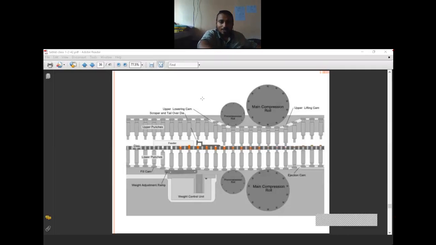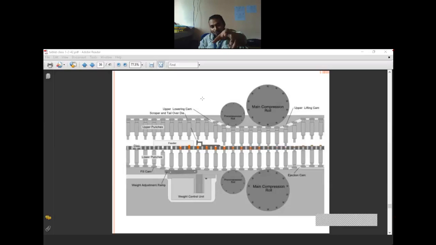In between the punches, you can see some orange color structures, orange color dots. Have you seen? Yes, sir. These are dies. What is the use of dies? We fill the tablet material in between the dies. That is a hole in the die. In that particular hole, we fit the lower punch on the lower side and the upper punch on the upper side.